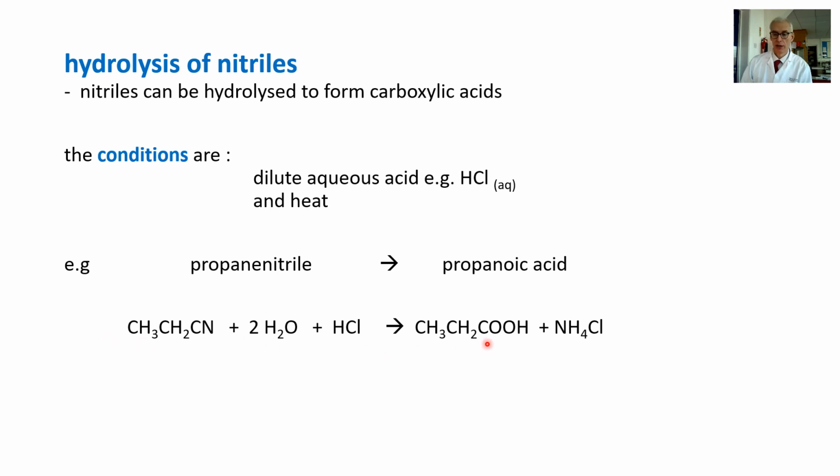Now the advantage of making propanoic acid is that from propanoic acid, a carboxylic acid, an ester can be formed, or we could reduce it to an alcohol. From an alcohol, we've got access to alkenes, we've got access to haloalkanes, we've got access to carbonyls such as aldehydes and ketones. So the conversion of the propane nitrile into propanoic acid is a very important step in synthetic pathways.